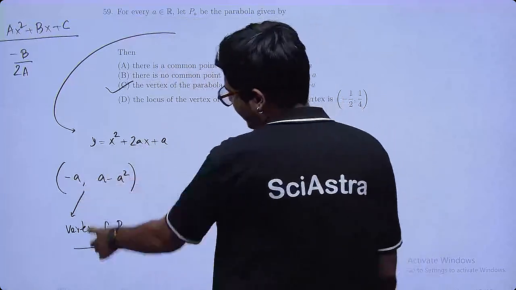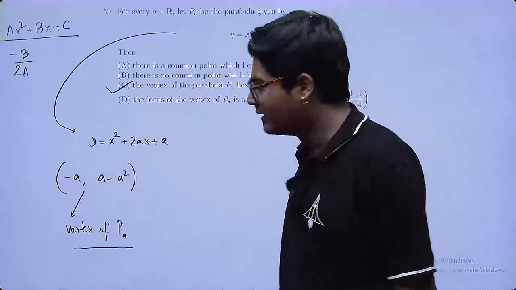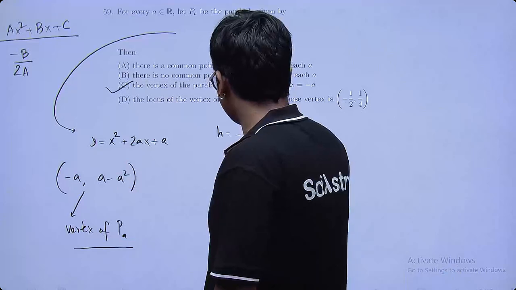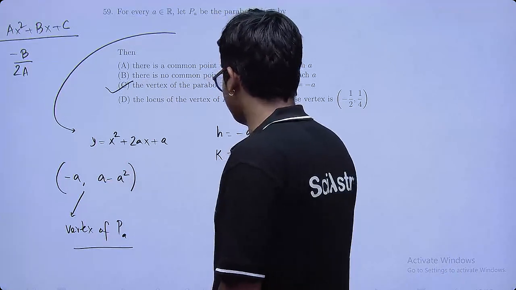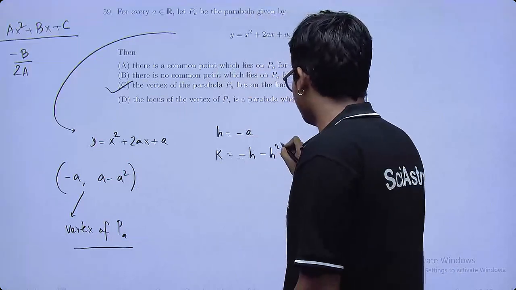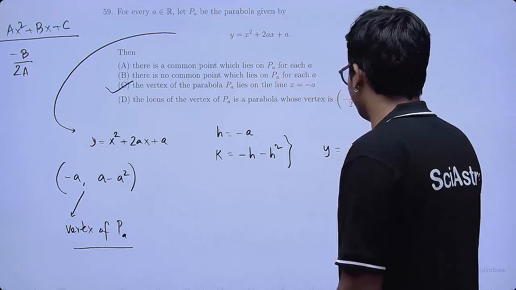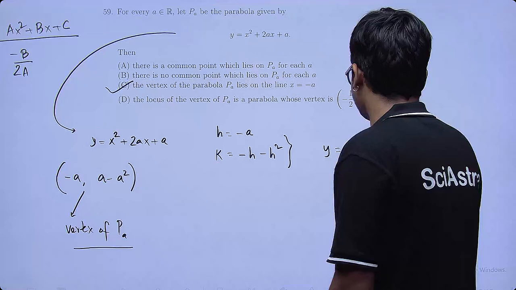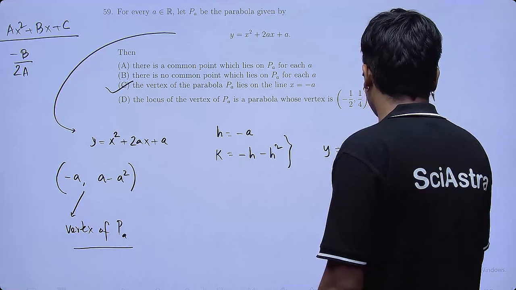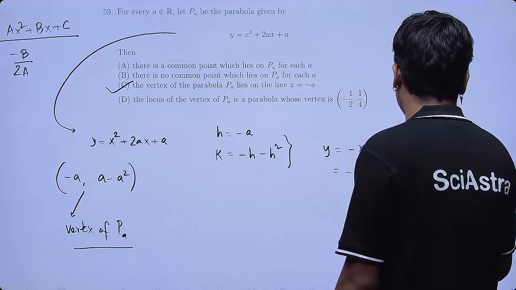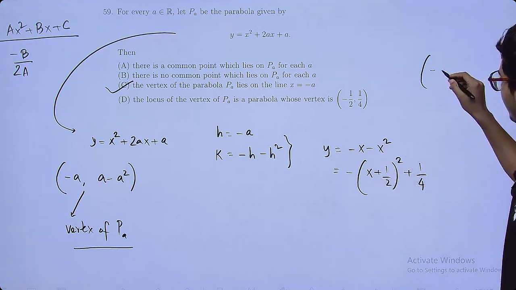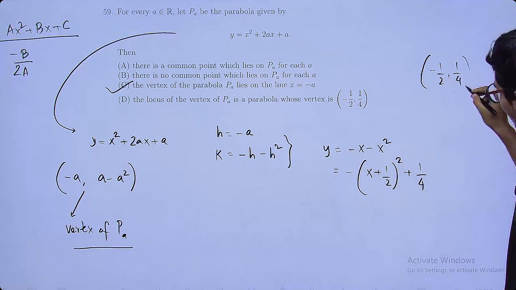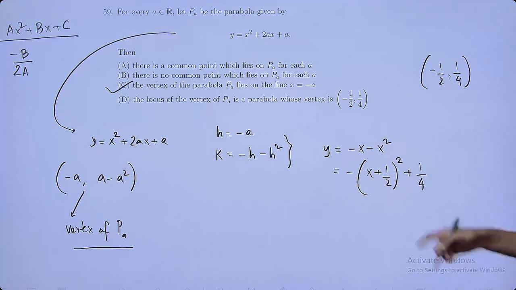So you want to find the locus of this, right? If I take h equal to minus a, what am I getting? That k is going to be minus h minus h square. So we are getting that y equal to minus x square, that is minus of x plus half whole square plus 1 by 4. You know this, it's a very standard factorization. So this is the parabola that you're getting. What is the vertex of this going to be? Minus half comma 1 by 4. So the locus is indeed a parabola whose vertex is minus half comma 1 by 4.